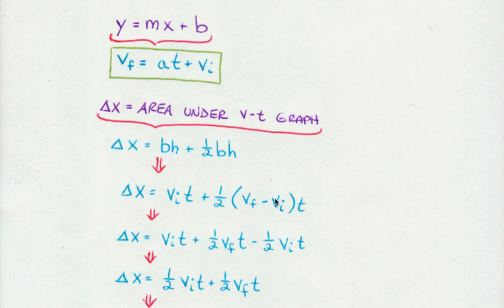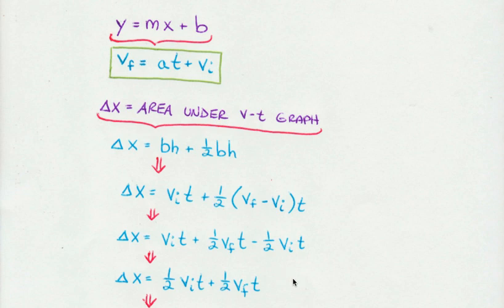All I did in this next step was distribute the time. So instead of saying 1/2 and then in parentheses (vf minus vi) t, I've just distributed. So I get vi t plus 1/2 vf t minus 1/2 vi t. I've distributed the time as well as the 1/2. Hopefully you see I have vi t here and vi t. So vi t minus 1/2 vi t will give me 1/2 vi t plus the remaining 1/2 vf t.